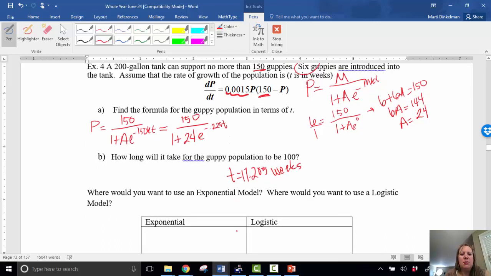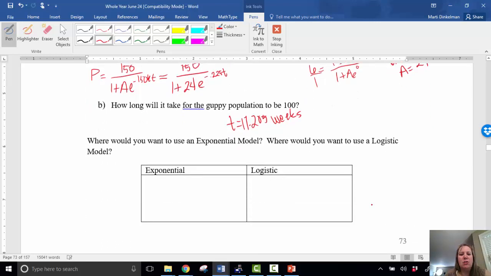So maybe just try to think of some places where we might want to use exponential or logistic, and honestly some of them could be the same situations. It just depends on the time frame or what we're looking at. So go ahead and get started on the assignment, or finish if you've already started the exponential growth.